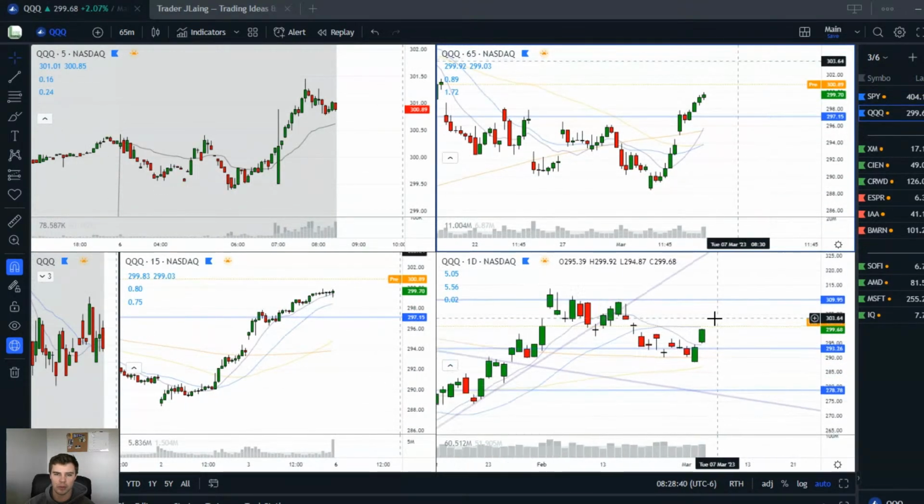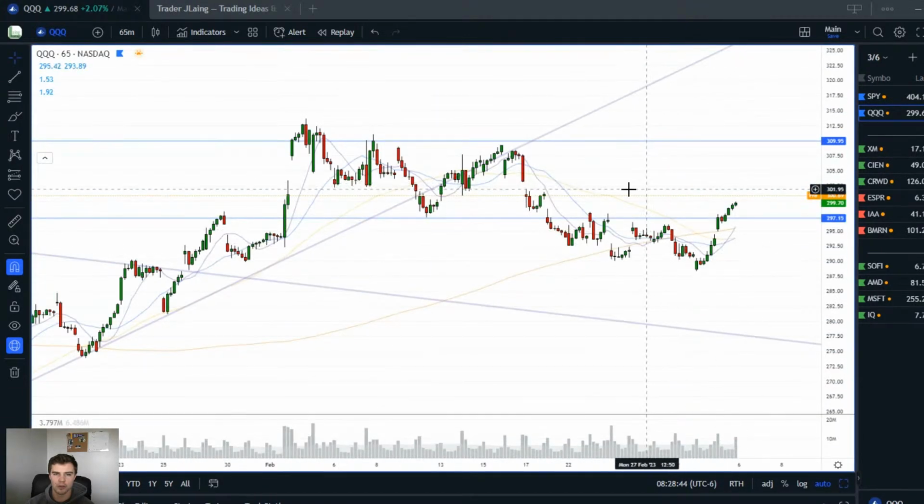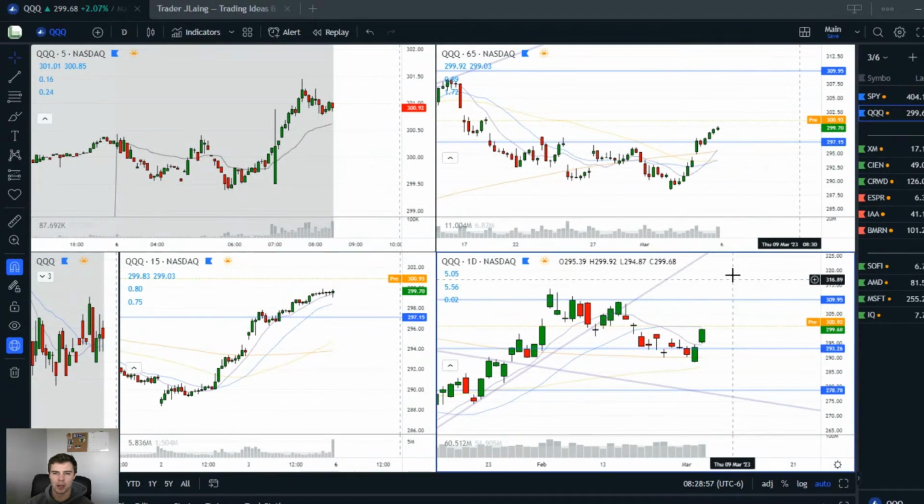Qs, you can see same sort of thing, right at this 21 period moving average, right at a little bit of a jump here to the left. You can see 302, 303 area. Got a little bit of support, so likely to become resistance right there. So just expecting a little bit of chop today, guys.